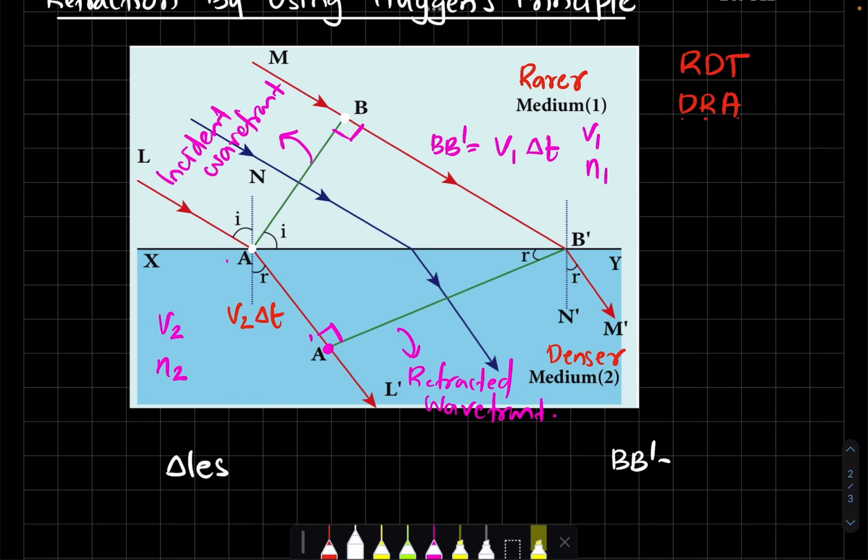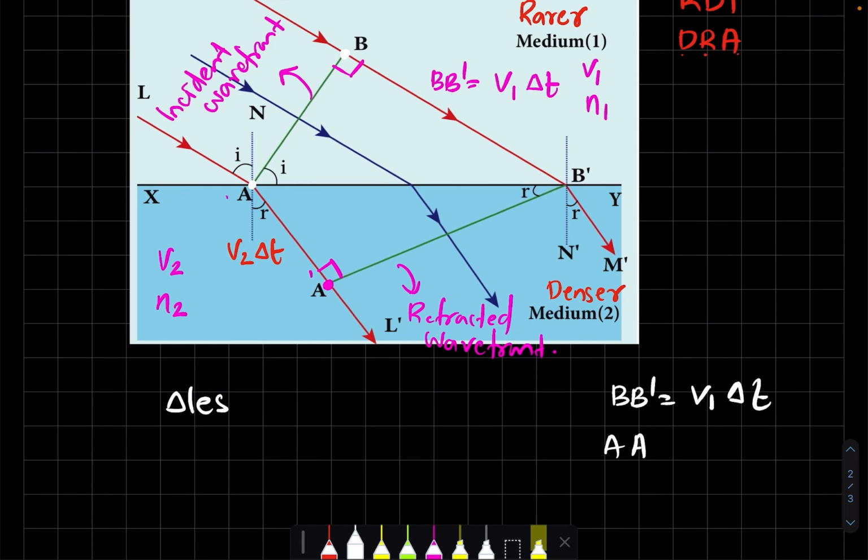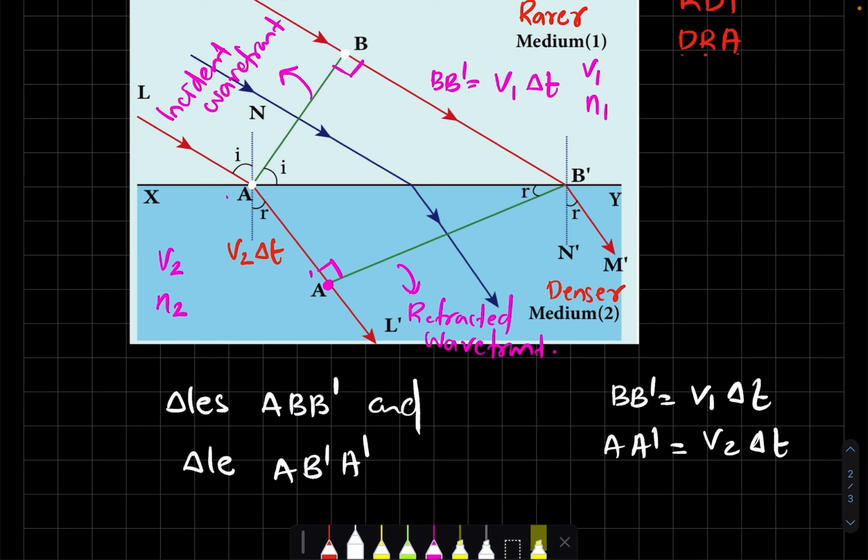B dash is nothing but V1 into delta T because it is in the first medium, and A dash is nothing but V2 into delta T since it is in the second medium. You can consider the triangles B dash A dash B.